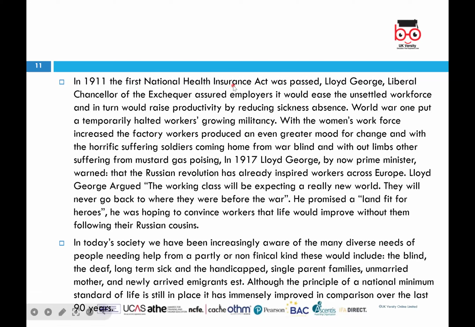When this Health Insurance Act was passed, it was for the working class. But after World War One, it wasn't as great as expected. Then in 1917, Lloyd George, who was prime minister at that time, warned that there was a Russian Revolution which had already inspired workers across Europe. He argued that the working class would expect a really new world. They would never go back to where they were before the war. He promised a land fit for heroes.